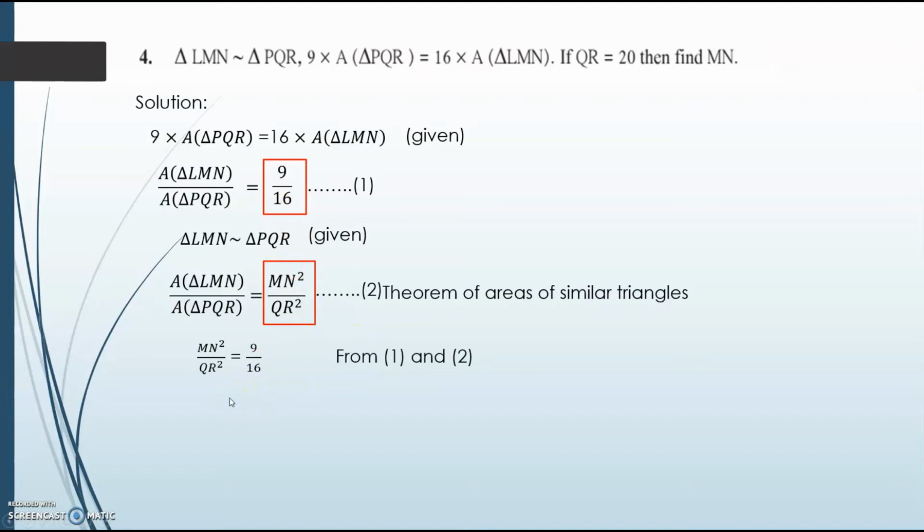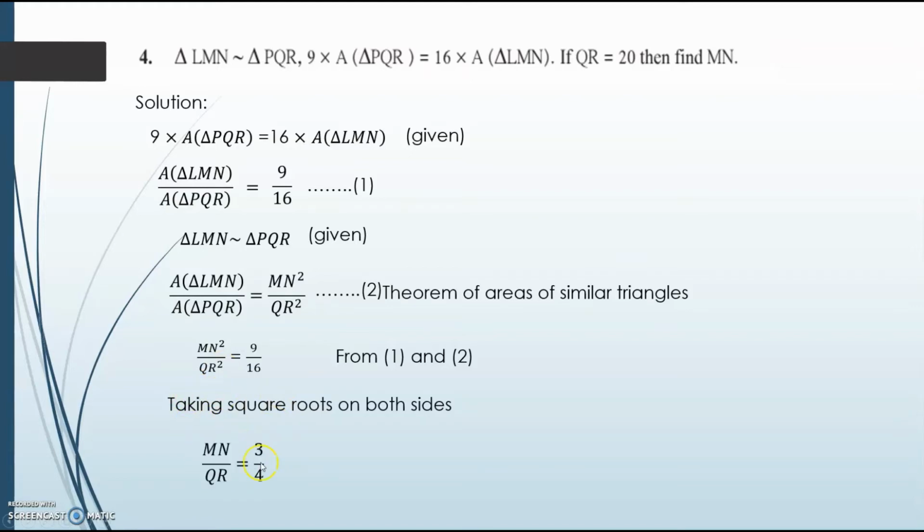Now have a look at this MN square. It's a perfect square of MN. Have a look at QR square. It's a perfect square of QR. 9 is a perfect square of 3. 16 is a perfect square of 4. So we can write, taking square roots on both sides, it will become MN upon QR is equal to 3 upon 4.